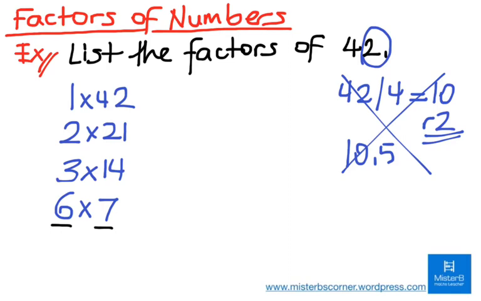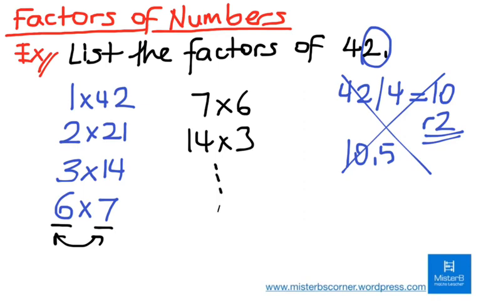I have to stop here because if I go on, I'm going to be repeating. Now I'm going to swap them, of course, because after 6 comes 7. So I will go like 7 times 6. And then I will try all the numbers 8, 9, 10, 11, 12, 13, which won't work. And then I go with 14 times 3, and so on. But notice that this is already here. And this product is already here. So I don't need to go any further, right?